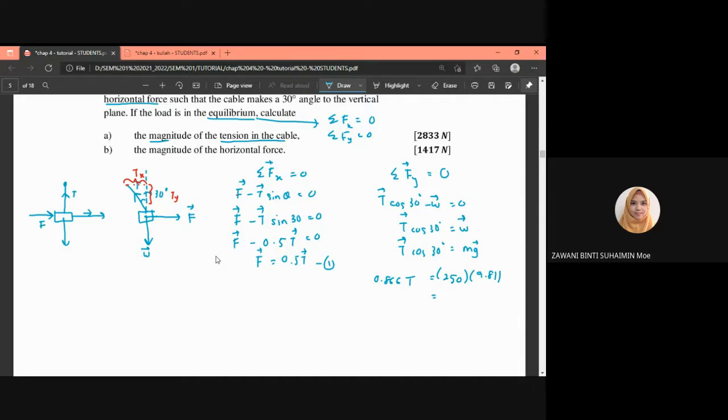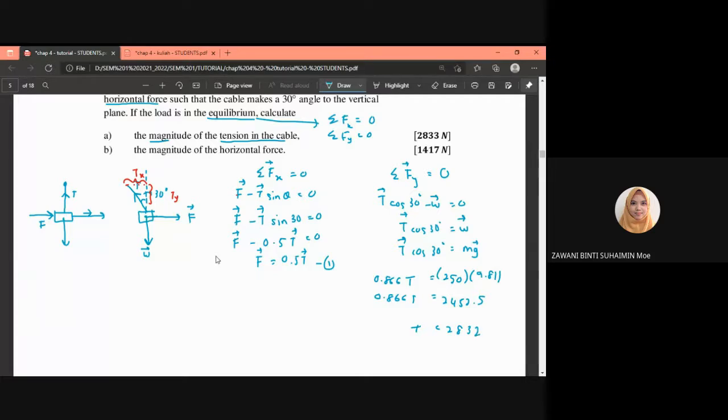Okay, so kita kira and then kita dapat 250 darab 9.81 sama dengan 2452.5. Kat sini 0.866 T. So we rearrange the equation and then kita dapatlah T kita. Okay, bahagi 0.866. So our tension will be equal to 2832 Newton. Okay. Ingat semua jenis 5 force yang kita belajar, weight, tension, normal force, friction force, external force, semua unit di Newton because they are a type of forces.